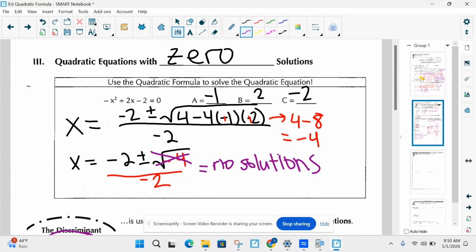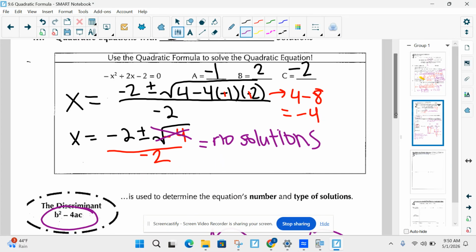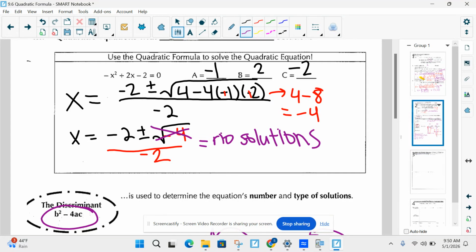How are we gonna graph this? Miss Millie, how are we gonna graph this exactly? Oh, but the good news is we can still graph it because it still has a vertex and it still has a y-intercept. So what is the x-coordinate of the vertex?